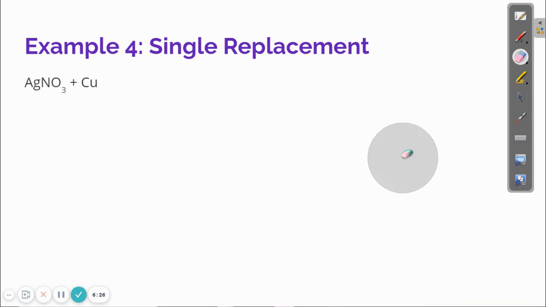And while we're not doing it right now, a way that you can check that you're predicting your products correctly is by balancing them. If it balances correctly, or you're able to balance it, then that means that you have switched all your ions and all your charges correctly. But we're not doing that right now. We'll get to that later.